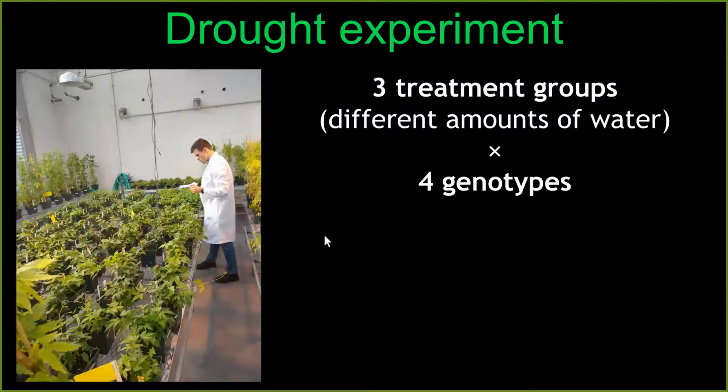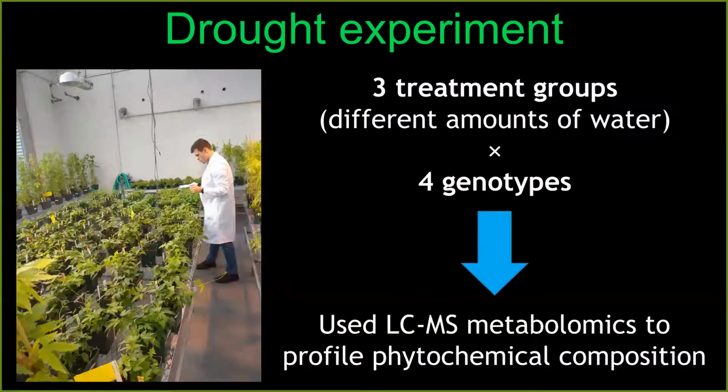And we replicated these treatment groups across 4 different genotypes of hops. So there were 3 commercial cultivars and 1 of our wild Neomexicanus hops. And we used a very similar technique of LCMS metabolomics to profile the chemical composition of the leaves. Again, we were looking at leaves here because we wanted to understand how the drought stress was affecting the physiology and metabolism of the leaves. So we're looking at questions of basic biology here.